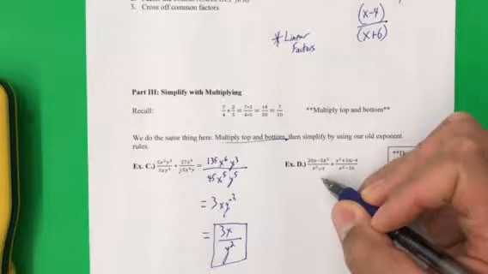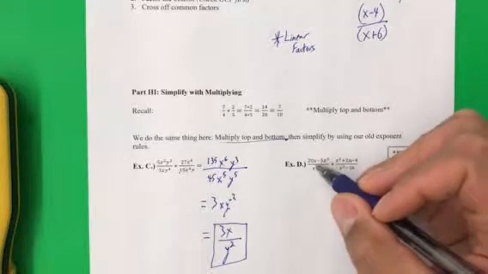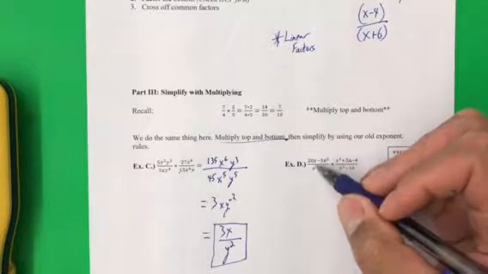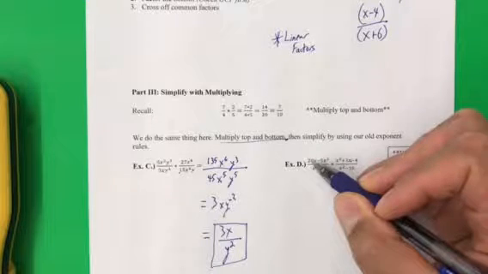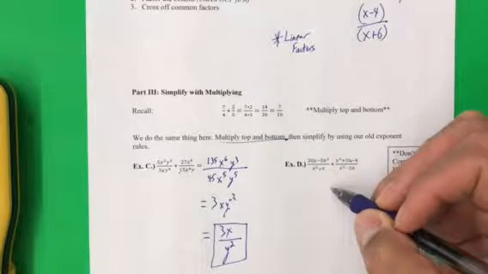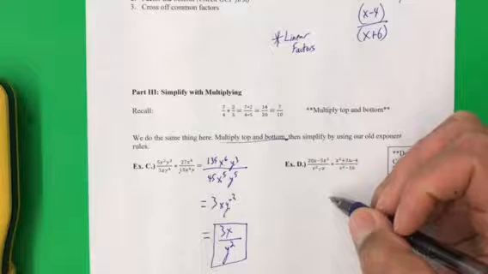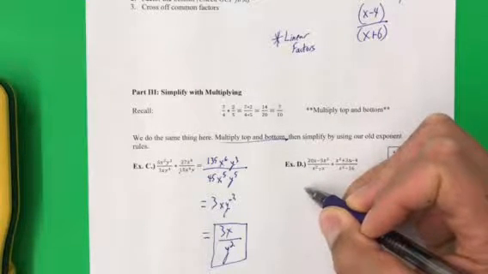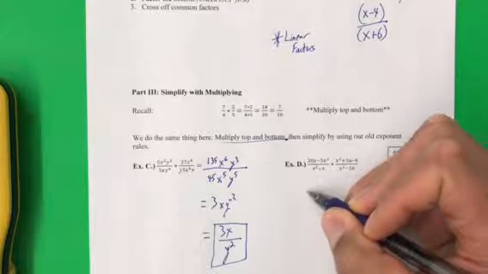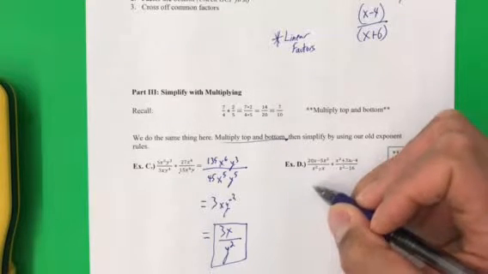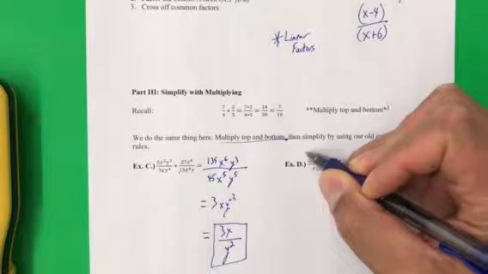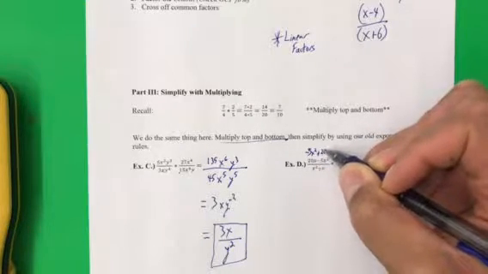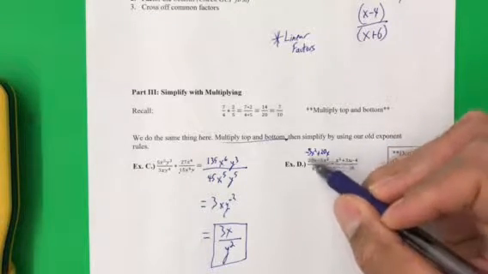If we look at 20x minus 5x squared, that is a greatest common factor situation. So what's my greatest common factor between 20x and negative 5x squared? Well, let's look at it. It should be 5x. But what I'm going to do is make it negative 5x. Now, why would I do that? Because I want to rewrite that as negative 5x squared plus 20x.